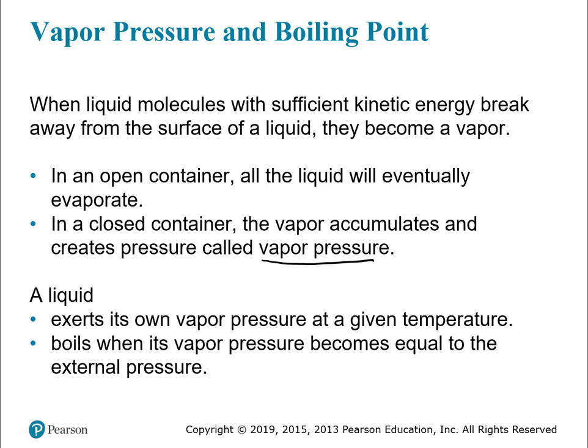Every liquid exerts its own vapor pressure at a given temperature. So if you had water at 30 degrees, I'll say Fahrenheit, because we think about temperature and we know what it feels like. 30 degrees Fahrenheit is cold, a little below freezing. There's still a vapor pressure there. At higher temperatures, say 60 degrees, there's a vapor pressure for that. So at each temperature, the vapor pressure is different. When the vapor pressure is equal to the external pressure, then you get boiling.